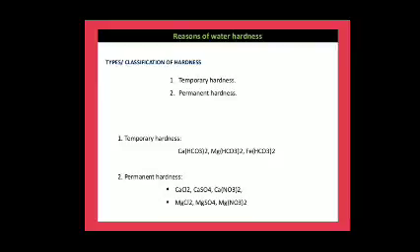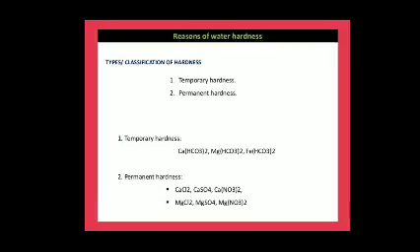Reasons of water hardness. These hardness are of two types: one is temporary hardness, the other is permanent hardness. Temporary hardness is caused by bicarbonates of calcium and magnesium: calcium bicarbonate, magnesium bicarbonate, iron bicarbonate. Ca(HCO3)2, Mg(HCO3)2, Fe(HCO3)2.